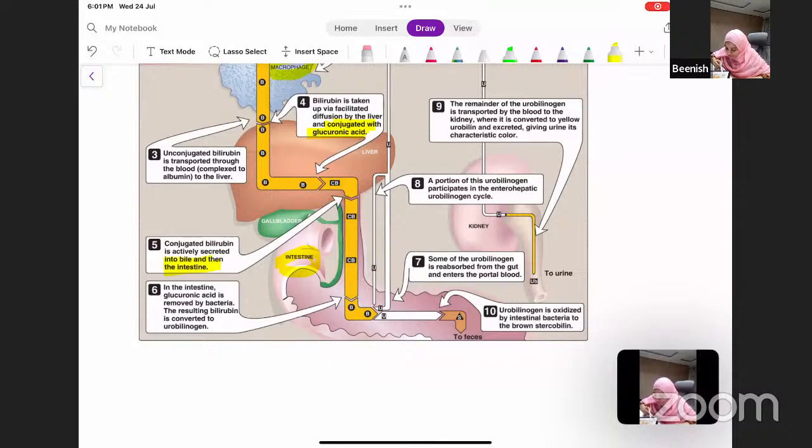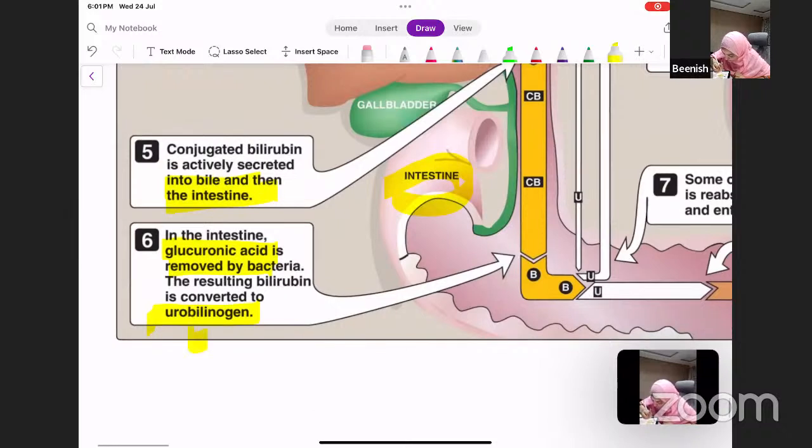Now what happens? In the intestine, deconjugation is taking place. Glucuronic acid is removed by your intestinal bacteria, and the resulting bilirubin is converted into urobilinogen. So deconjugation takes place in the intestine by the bacterial flora of the intestine. The bacterial enzyme beta glucuronidase is going to act, and your bilirubin is unconjugated. Now what is going to happen? It is converted into urobilinogen, and this urobilinogen is colorless.